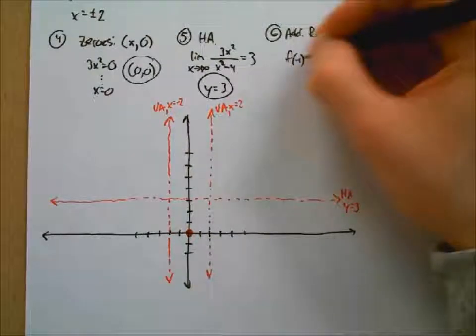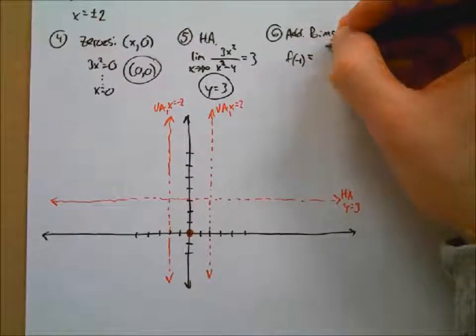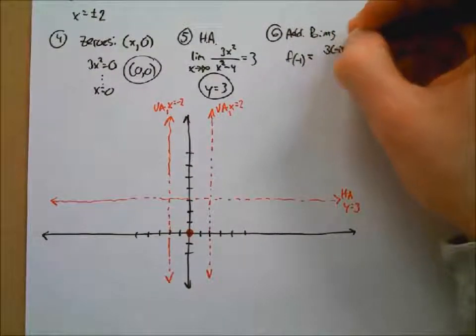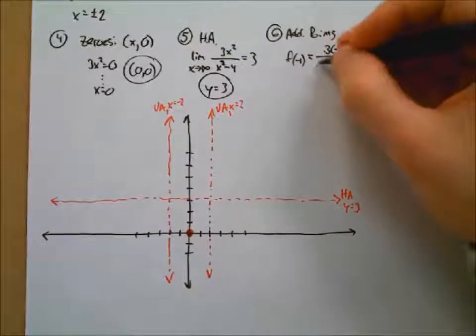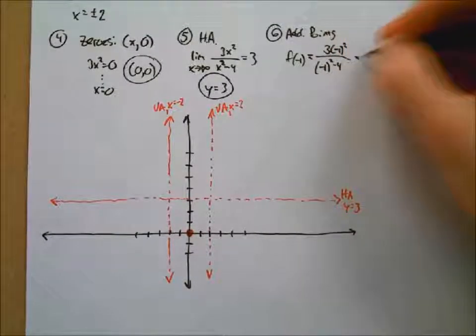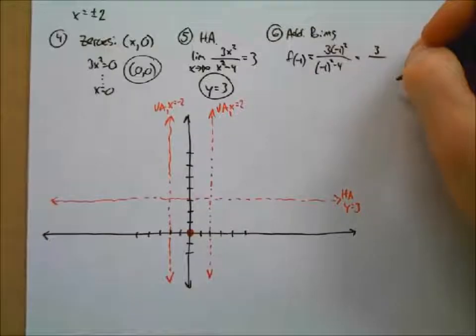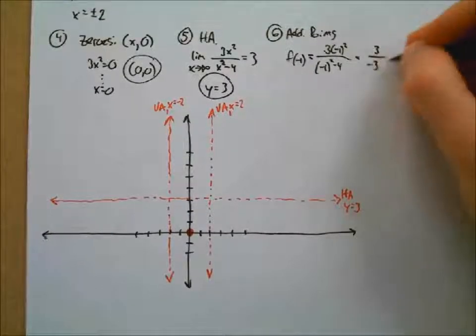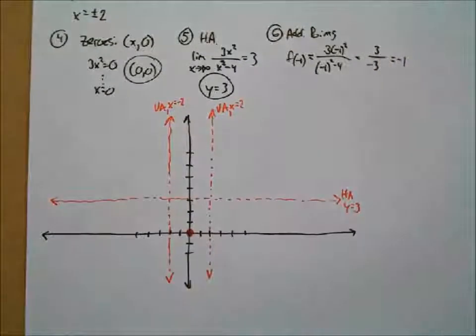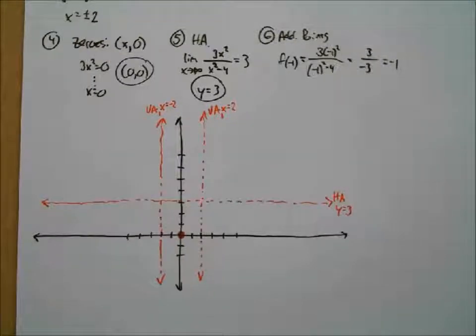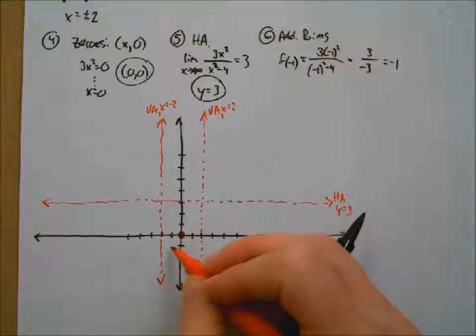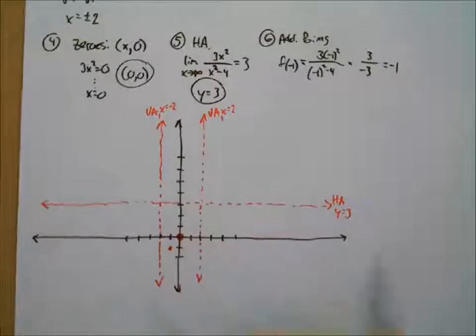Okay. So f of -1, we're going to get 3 in the numerator times -1 squared, and then -1 squared minus 4. So we get 3 over -3 or -1. Okay, so we get the point -1, -1. Plot that right there.